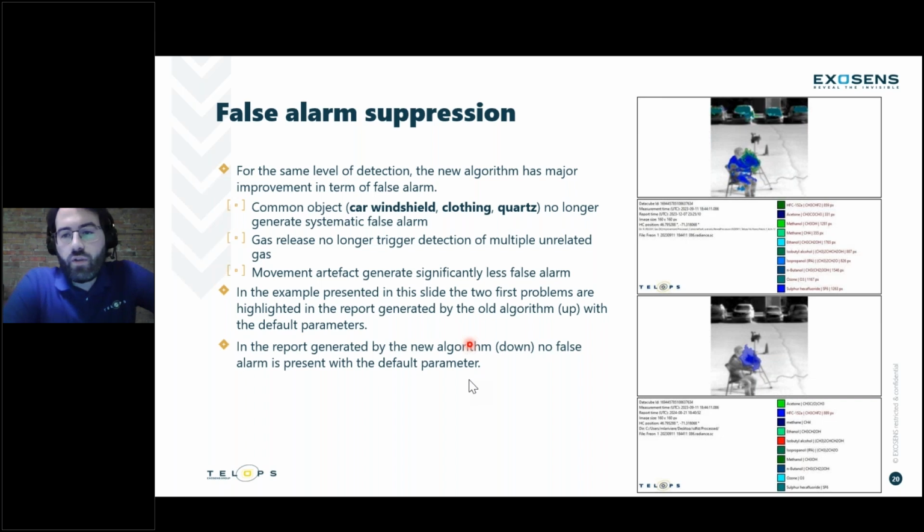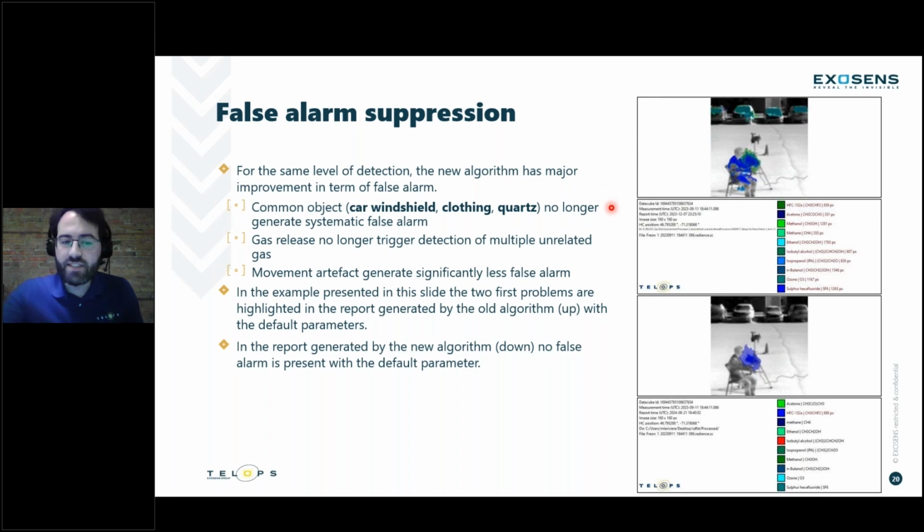So here we have some examples of that false alarm suppressions that Martin was mentioning. So with the same level of detection, the new algorithm that is at the bottom here, that's the old one, does show clear improvement. So some of the key issues that we had before were common objects. So typically car windshields were a big issue with a lot of reflection from the sky. Clothing, as well as quartz on the street, these were big issues. These do no longer generate systematic false alarms.